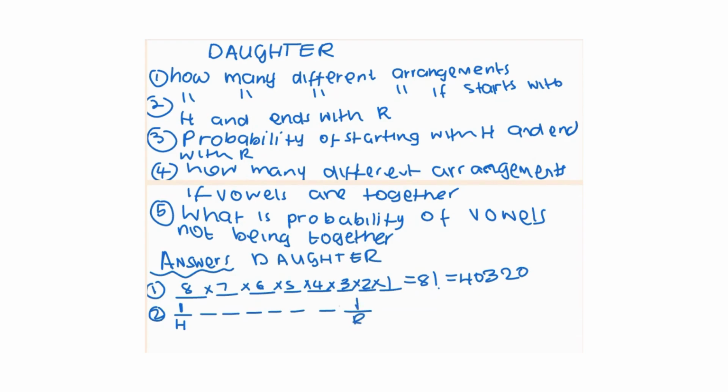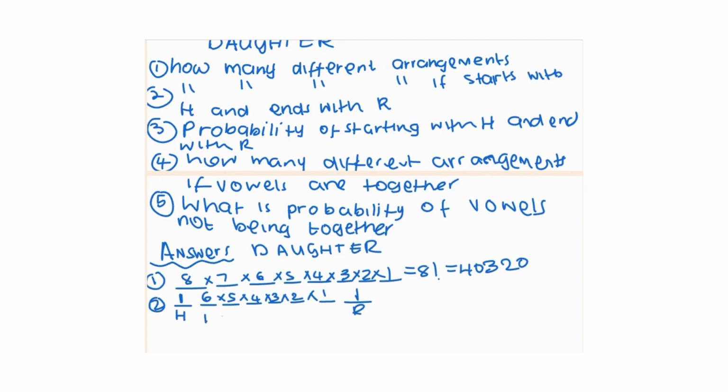Then if I take out H and R, how many letters am I left with? 8 minus 2. I took out 2 letters, so 8 minus 2 is 6. So you choose from 6 there, from 5, from 4, from 3, from 2, from 1. So that is 1 times 6 factorial times 1, which should give us 720. I hope you are still following. I hope you are marking. I hope you got it right.